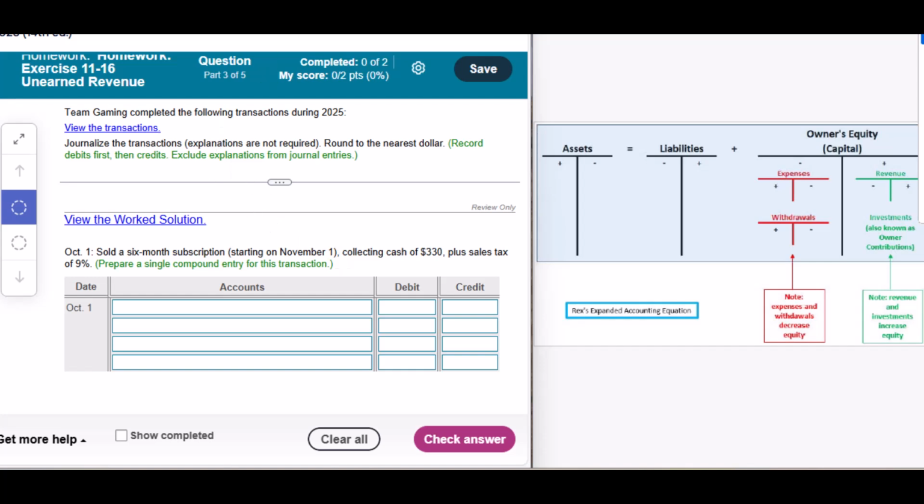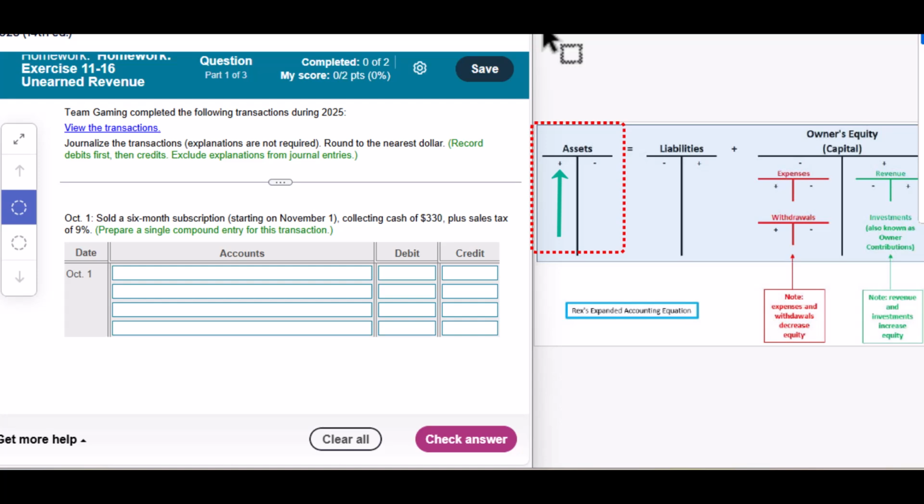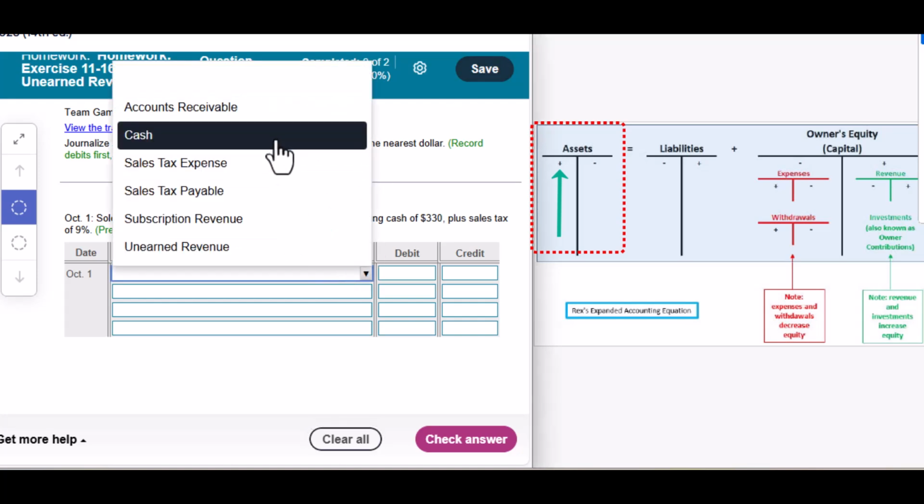So to start the problem from the top here, we have Team Gaming completed the following transactions during 2025. Generalize the transactions, explanations are not required, round to the nearest dollar. Record debits first, then credits, exclude explanations from journal entries. So back to our problem here for this first part, on October 1st, we sold those 6-month subscriptions starting November 1st and we collected cash of $330. Remember, cash is an asset, so it is going to be going up with a debit. We're going to list that cash first.